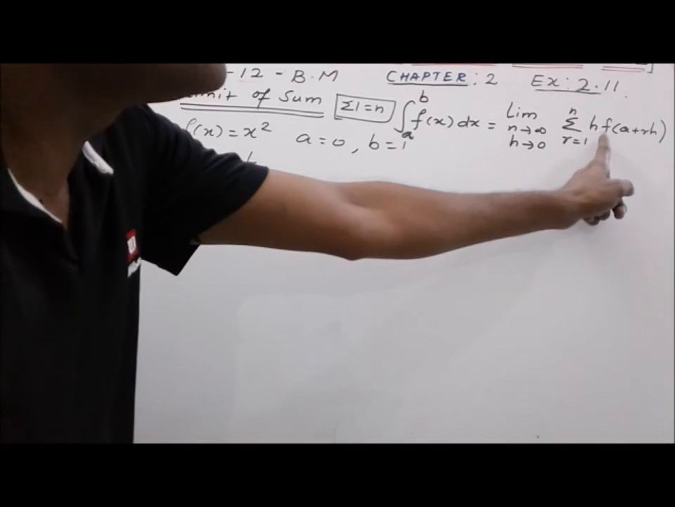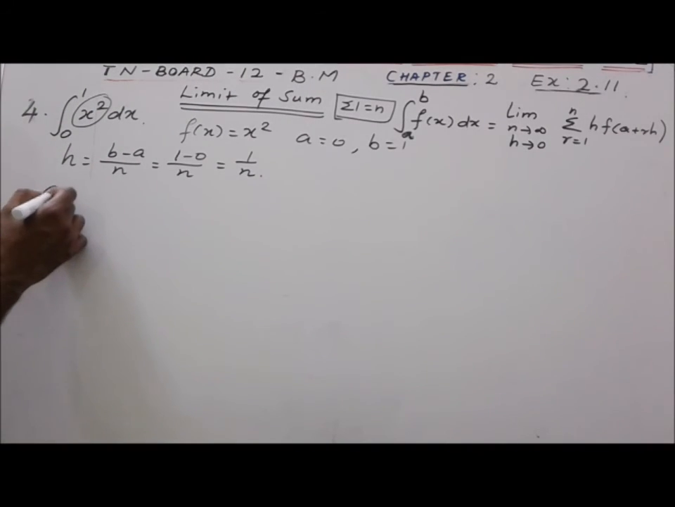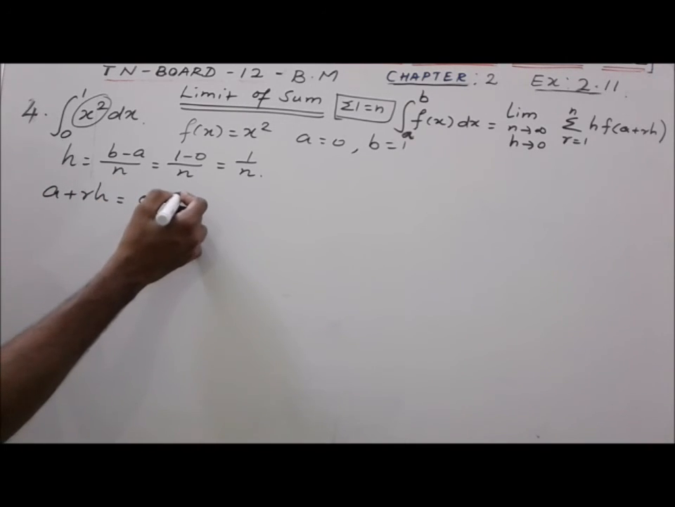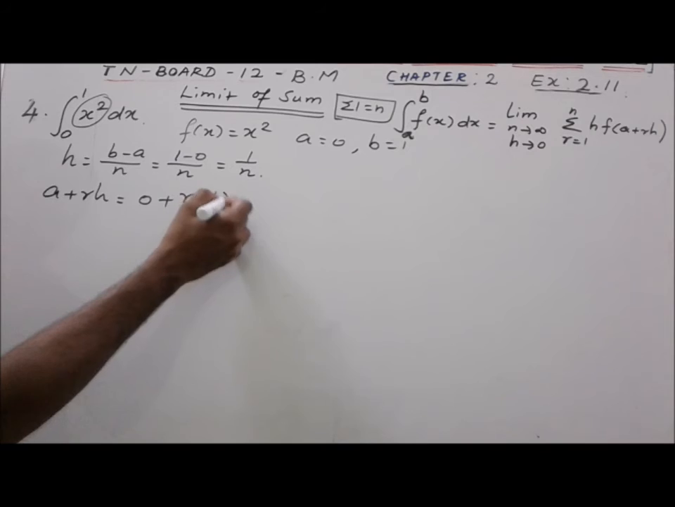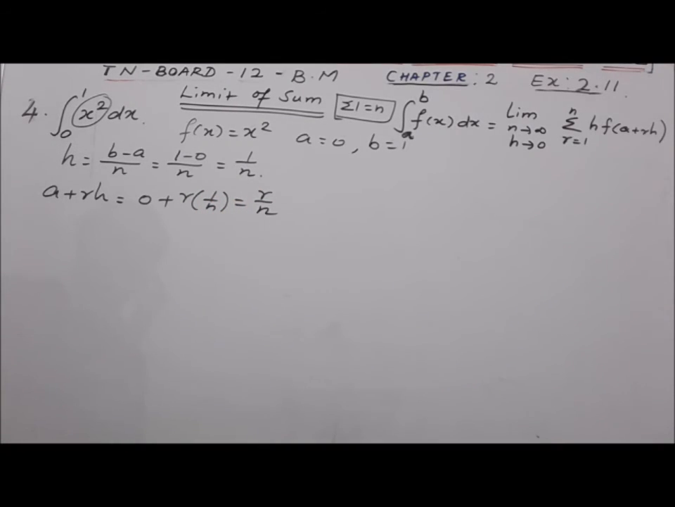And then h we found, we should now find a plus rh. A plus rh is equal to a, which is 0, plus r into h, which is 1 by n. So that is equal to r by n. A plus rh is r by n.